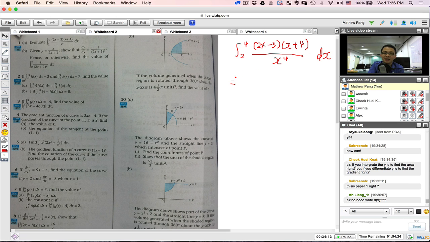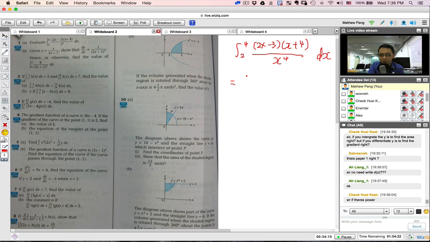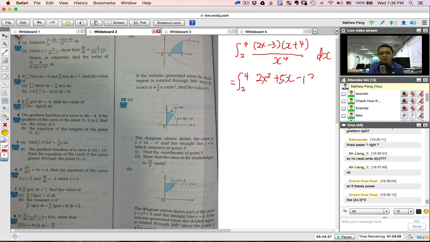Alright, so let's start this one. Alright, so yeah, I just expand this one. Actually, I will get 2x squared, plus 8x minus 3x, I will get plus 5x minus 12, over x to the power of 4.